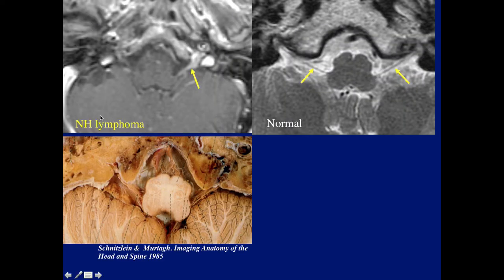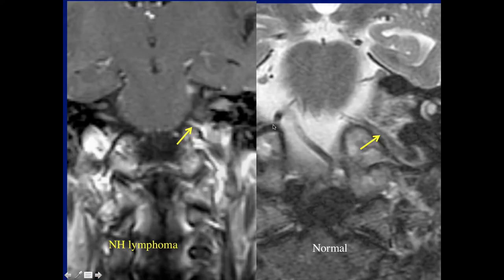Here's a case of non-Hodgkin's lymphoma, again involving the 9th through 11th nerve as they travel toward the jugular foramen. And this you can even see on the coronal plane. Here's again the normal nerve. Here's the pons, and here we have the 9 through 11 nerve traveling towards the jugular foramen, also showing the enhancement of the nerve in the case of non-Hodgkin's lymphoma.